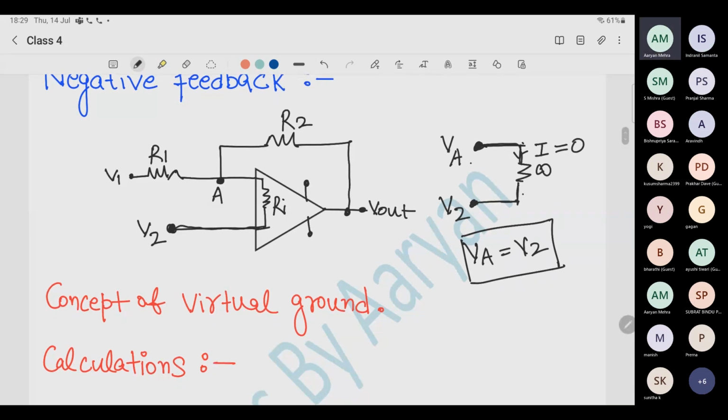This is called the concept of virtual ground. Whatever is the potential of this point, that is the potential at that point, and that is called V2. So whenever you have a question on OPAMP, always use one concept, that is the virtual ground concept. The voltage of this point and the voltage of this point are equal.